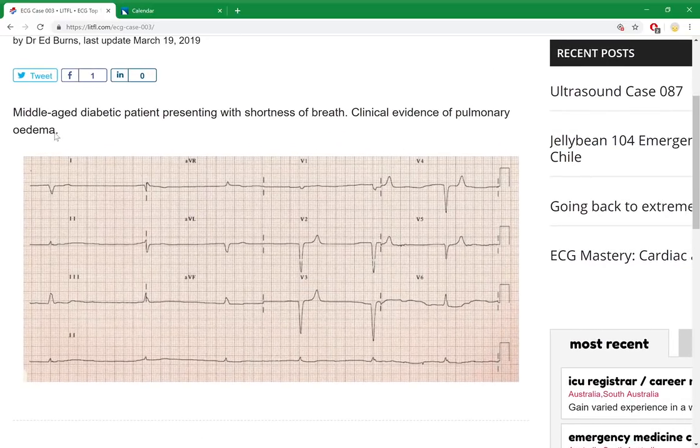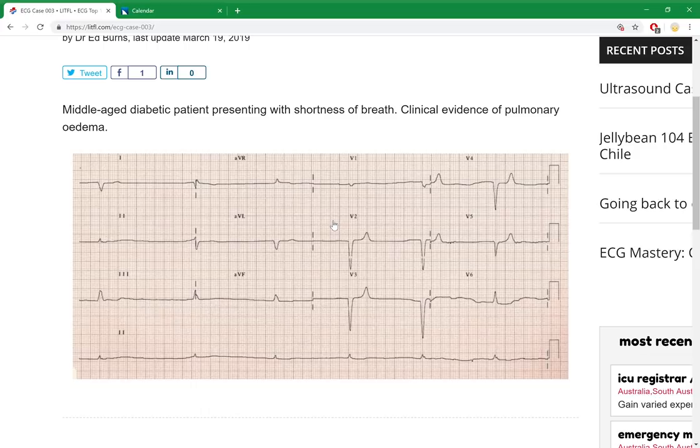So a middle-aged diabetic patient presenting with shortness of breath, clinical evidence of pulmonary edema. So this is definitely a tough one. So super low QRS voltage. It's very hard to even see the QRS, much less the P wave or anything. What do we notice first? This is a bradycardic patient. One, two, three, four, five, six. There's only six complexes on the whole thing, times six. So this is roughly a rate of like 35, 36. So that's definitely bad. ST segments, they all look fine. There's no ST elevations or depressions.